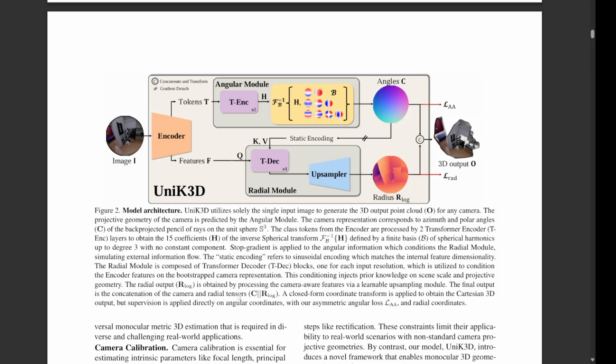So radial distance for what it predicts, the 3D points, and spherical harmonics for how it represents the camera that took the picture. These seem like the two really core academic shifts here.